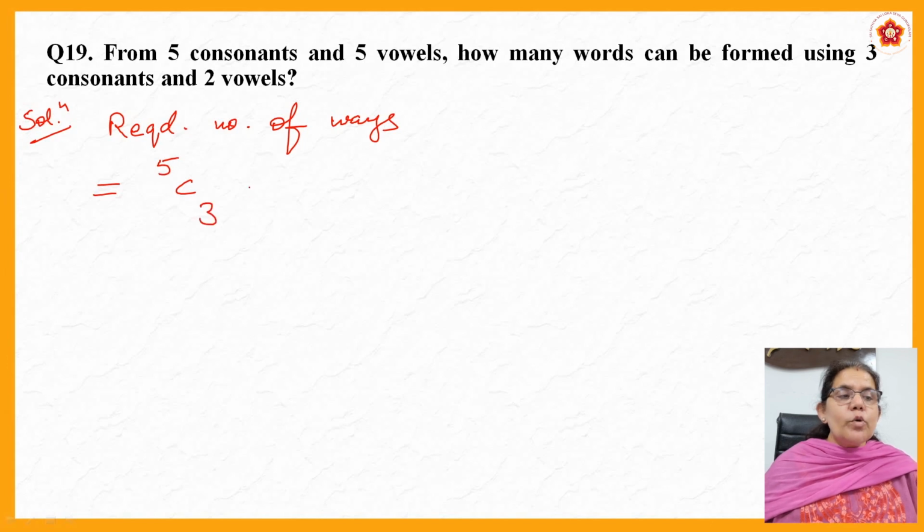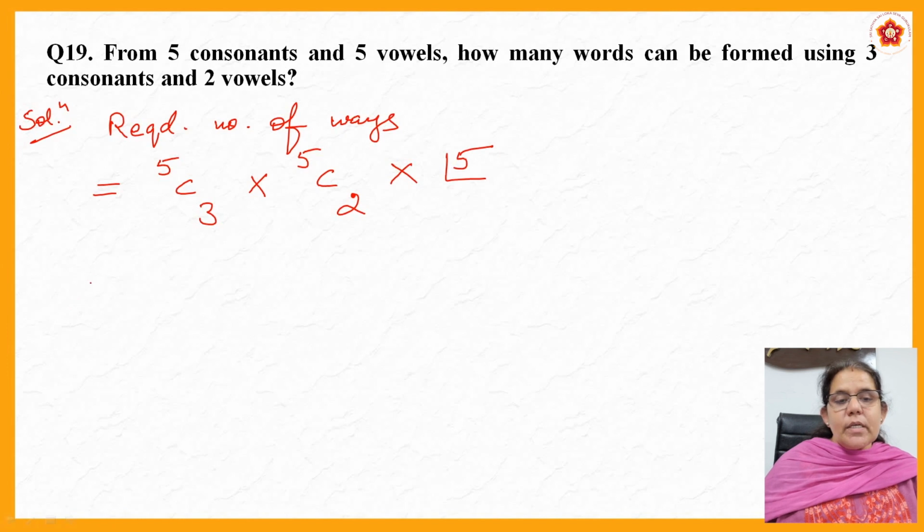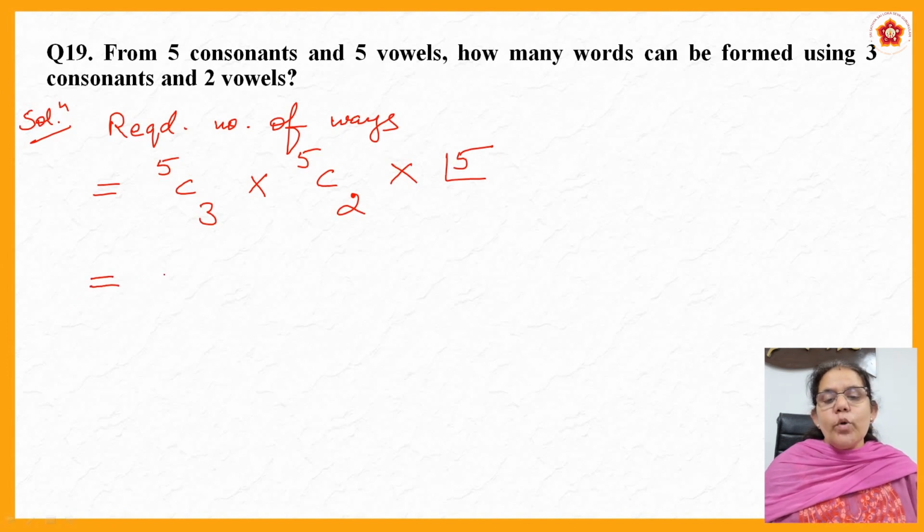Out of 5 consonants, how many do you have to choose? We have to choose 3. Out of 5 vowels, how many vowels do we have to choose? Just 2 vowels. So we have chosen 3 consonants and 2 vowels, so we have got 5 alphabets with us. Now these 5 alphabets can be arranged in factorial 5 ways.